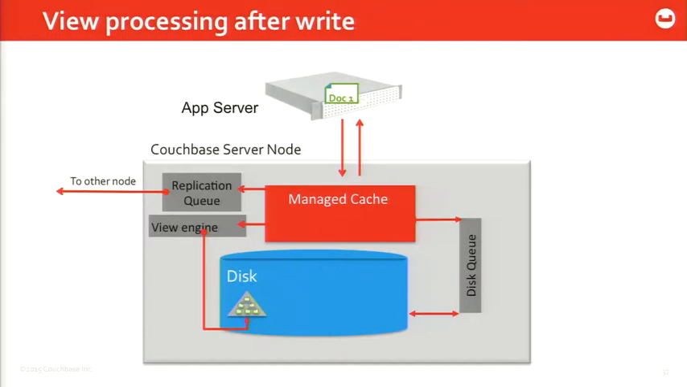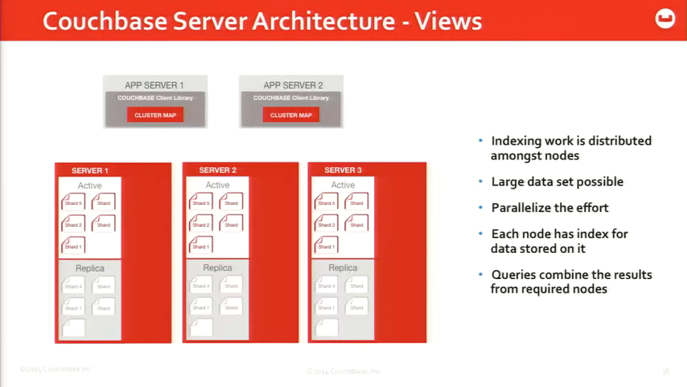So this is how it works. When a document comes in, it gets shipped over, as we saw, to the other queues, but now it also hits the view engine that we talked about. And then that goes down to disk, and the view actually gets created on disk. So your index is persisted on disk, and you can have the operating system cache take care of getting that information back in memory for a query that comes in.